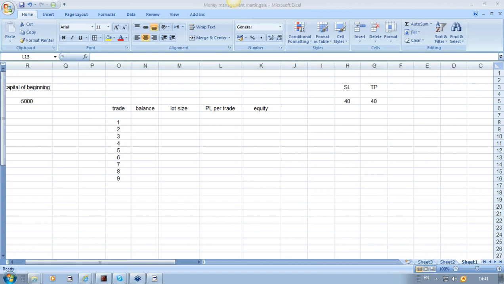Johanna asks, how do you calculate when there is more than one trade at a time? You cannot, Johanna. If you use Martingale, you cannot. It's a good question, but you cannot have more than one trade at a time. That's why the stop loss and take profit should be small, so it will actually finish quickly and you can go for the next trade.